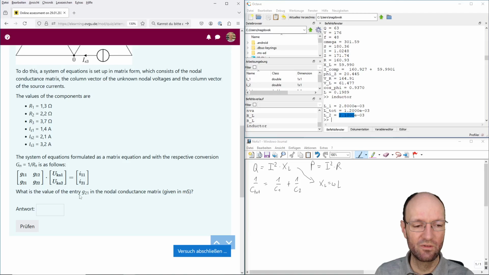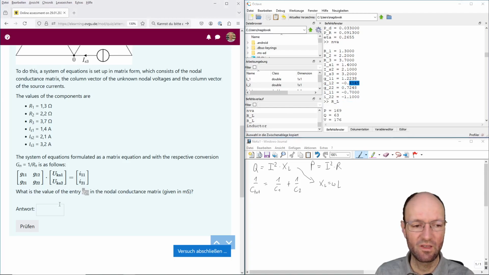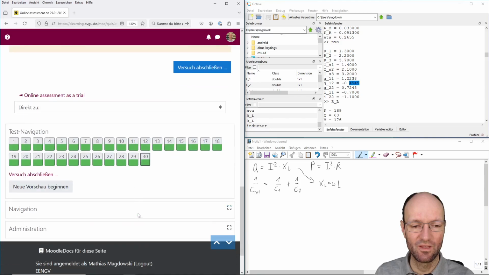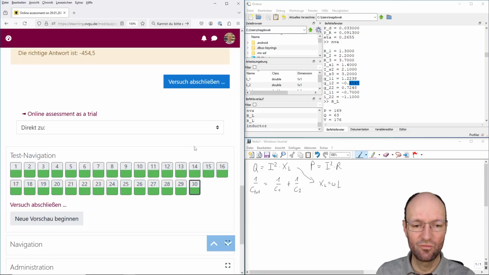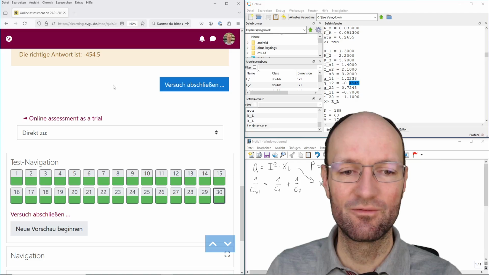And the last question is, what is the entry G21 in this matrix? And I think we already had calculated G12 and G21 is the same. So we need to have this minus, here's the comma to specify this in millisiemens. And then this is the right answer. So this is looking not too bad, right?